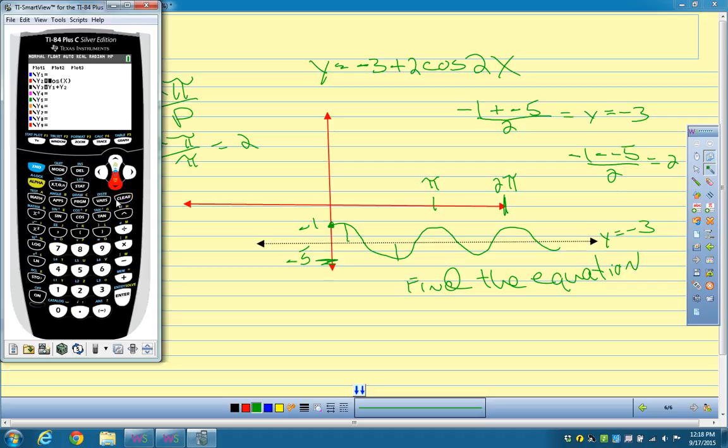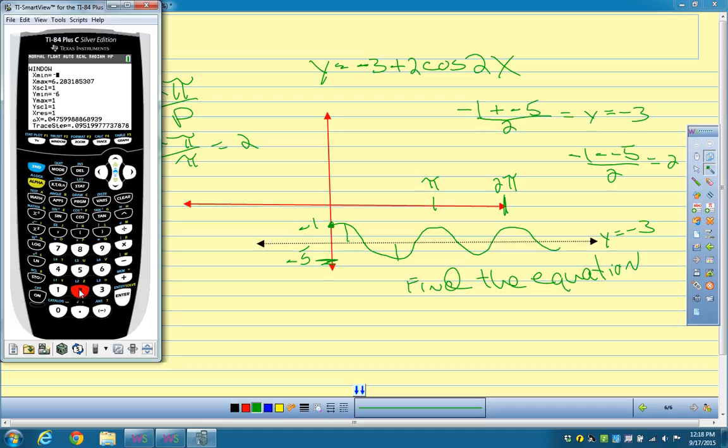So I'm going to clear everything out. First thing that you want to do is make sure that you are in mode, okay? And make sure you're in radians. If you're not in radians, you're going to get a flat line or a really fast moving curve or something like that. So make sure you're in radians. And then you want to set up your window so that it goes from -2 pi to 2 pi. That should show me a reasonable amount of x values.